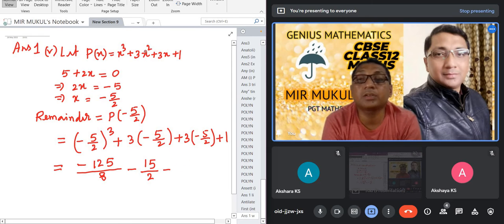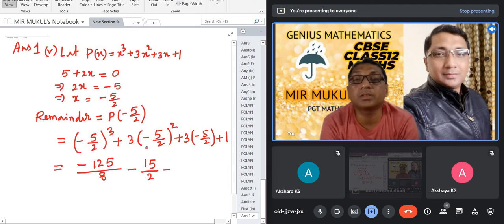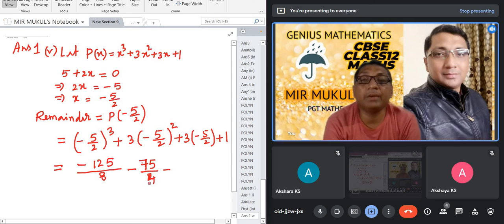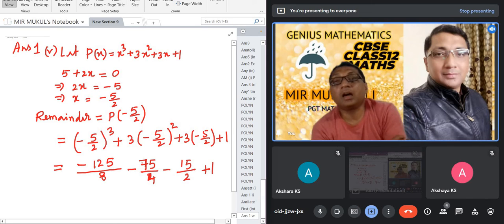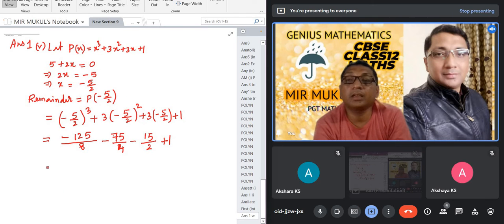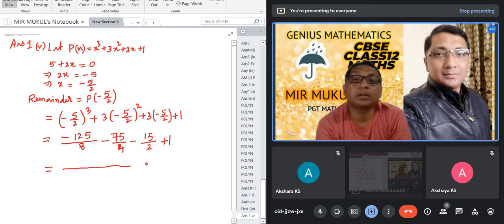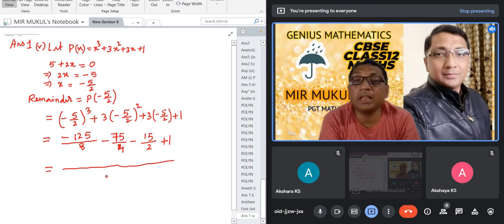No, here it should be square. Sorry. Here it is square, no? Minus 5 by 2 whole square. So 5 square is 25. So 25 into 3 is 75, and in denominator it will be 4. So 75 by 4 minus 15 by 2 plus 1. Now calculate this. What are we getting? What will be the LCM? 8 will be the LCM. Akshara?